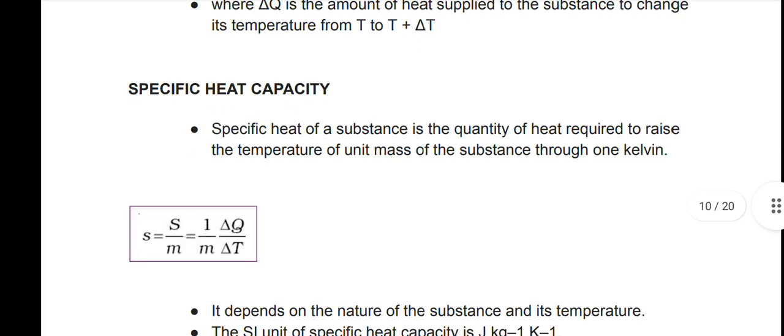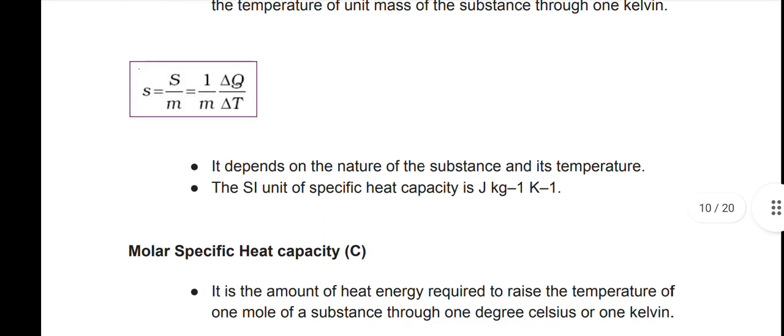Specific heat capacity. The specific heat of a substance is the quantity of heat required to raise the temperature of unit mass of the substance through 1 Kelvin. S is equal to 1 by m into delta Q by delta T. It depends on the nature of the substance and its temperature. The SI unit of specific heat capacity is joule per kg per Kelvin.